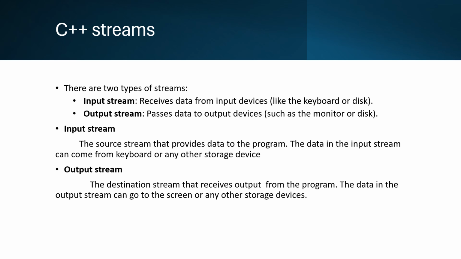Input stream is the source stream that provides data to the program, from any input device such as the keyboard. By using the keyboard, we as users give the program data through the input stream, from the keyboard or any storage devices. Output stream is the destination stream that receives output from the program. The data in the output stream can go to the screen or any storage devices.